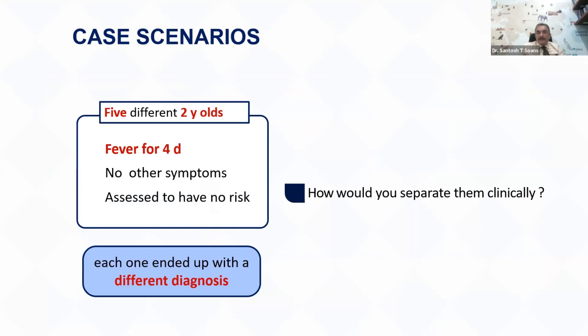So let me come to some case scenarios which are interesting to you. This was about a month back. I had 5 patients, all 2-year-old, all different patients. They all came with fever for 4 days. There was no other symptom, only fever, no cough, cold, vomiting, loose motion. And I assessed them to have no risk at all. All were fine. Now, all 5 of them ended up having different diagnoses. How can you separate them clinically? It's very interesting.